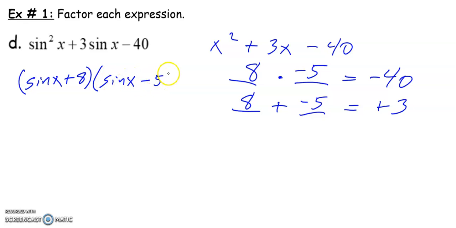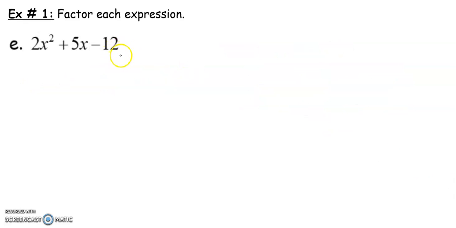Sine x minus 5. That expression has now been factored. It's been unmultiplied. Same idea, except now I have a number in front.